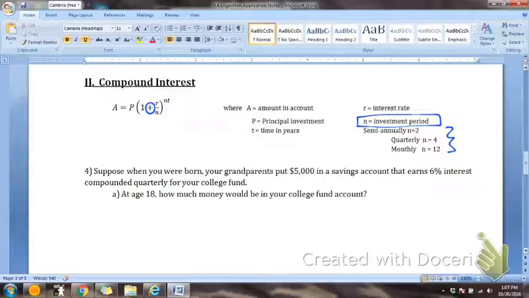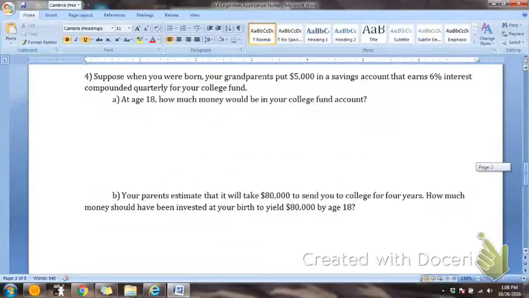Example 4 says, suppose when you were born, your grandparents put $5,000 in a savings account that earned 6% interest compounded quarterly for your college fund. At age 18, how much money would be in your college fund? So what might be our first step here? Write down the formula. Okay, so we're going to write down our formula.